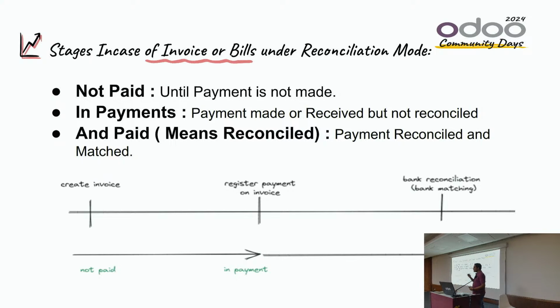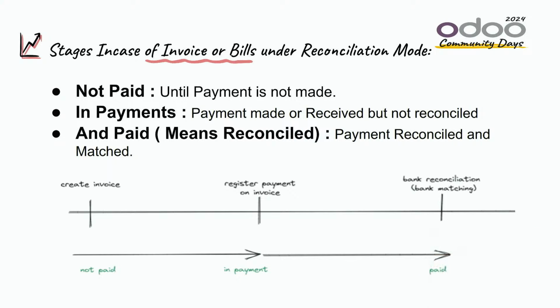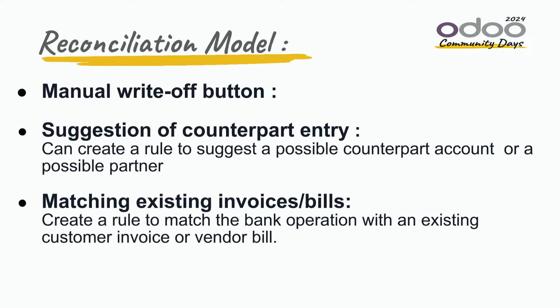And third, once you have received it in your books, the stage changes from in payment to paid. Once it is paid, it means it is reconciled. At the financial stage, you can find an audit as well. A person who works as an auditor or controller has the visibility to check which records are yet to be reconciled.